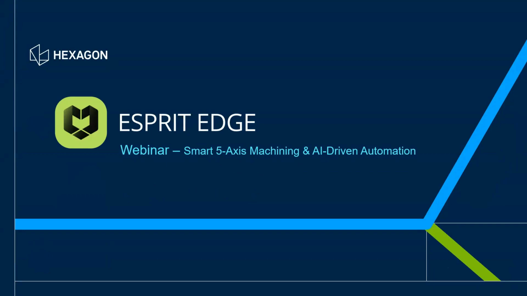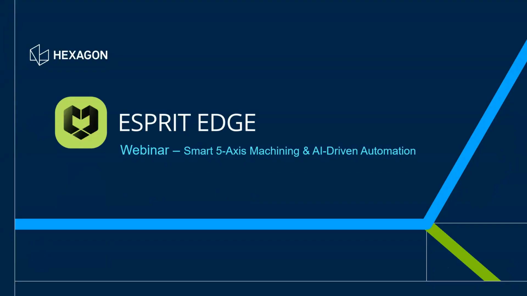It's great. So in Hexagon, we have multiple products with respect to the applications. But in today's webinar, we have taken the topic of smart 5-axis machining and AI-driven automation. And for this topic, ESPRIT EDGE is one of the most suitable software. Let's look at the background of ESPRIT EDGE.